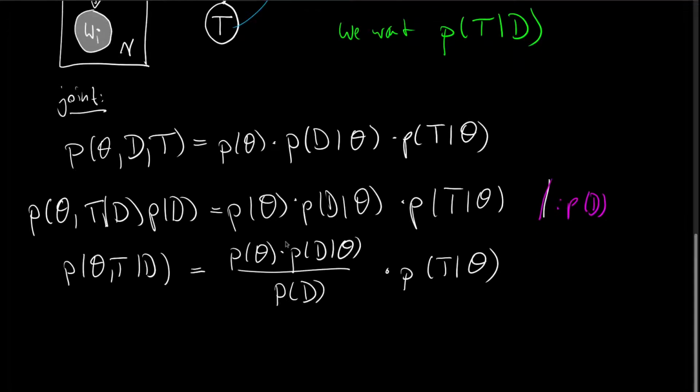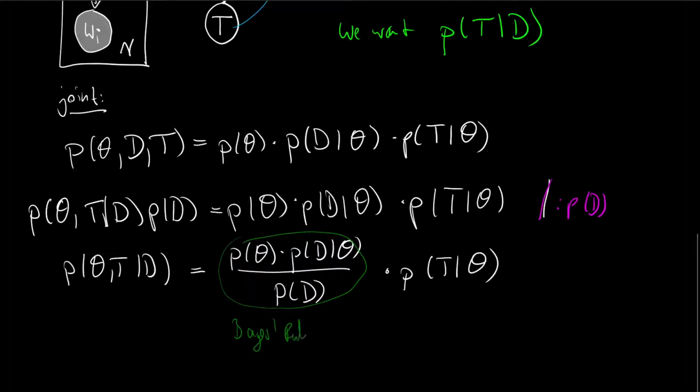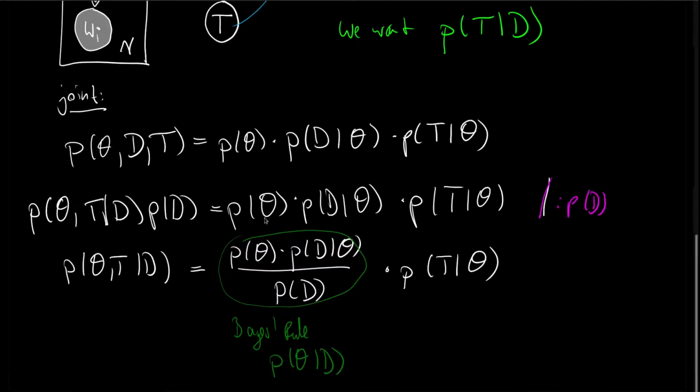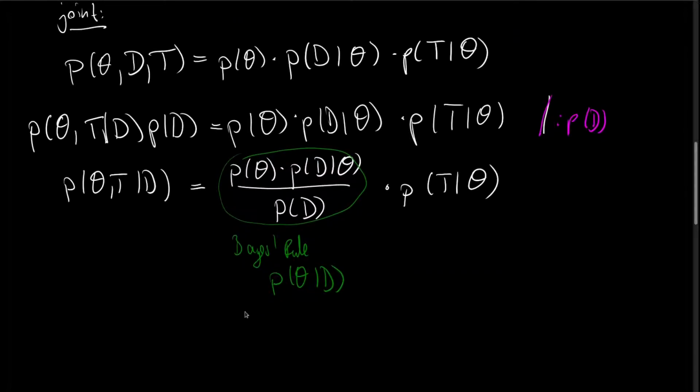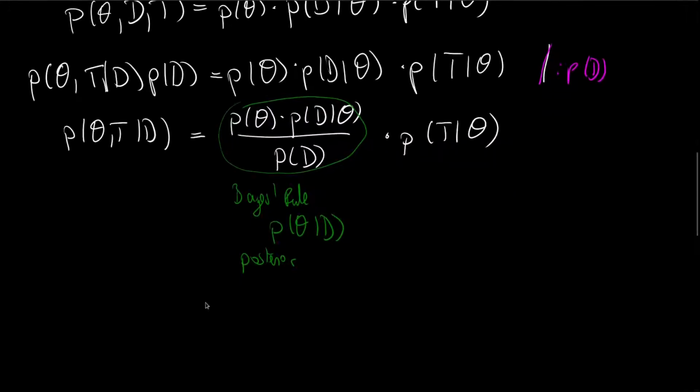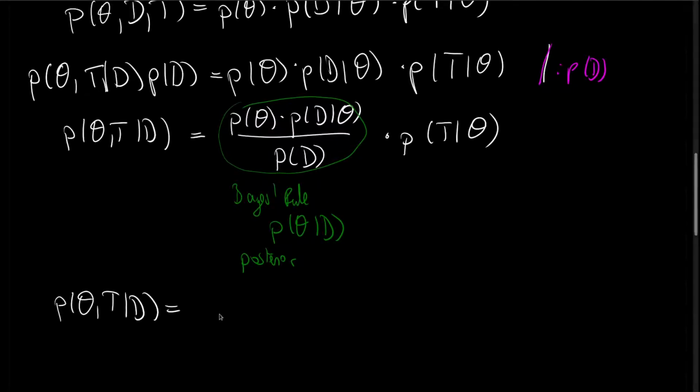I already put this in a format so that you might see Bayes' rule here. So this is Bayes' rule, and it equals p of theta given d. And nice, that is our posterior. So let's note this down. This is our posterior. Excellent. Okay, let's replace it so that we have p of theta and t given a dataset is the posterior, p of theta given a dataset, times p of t given theta.